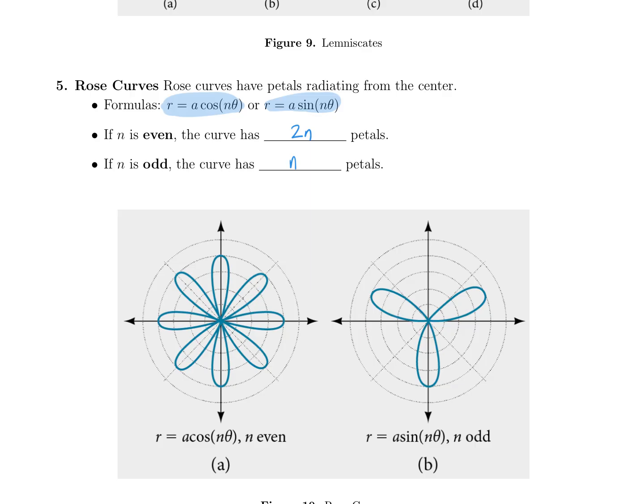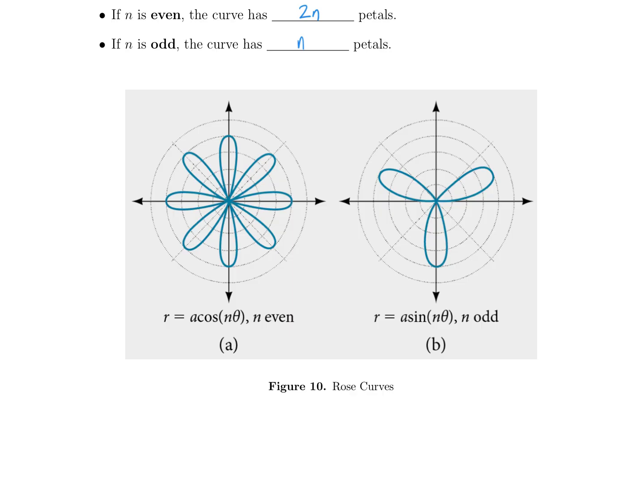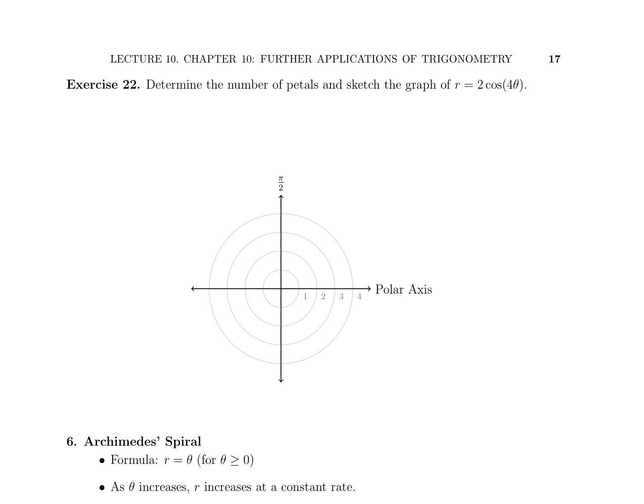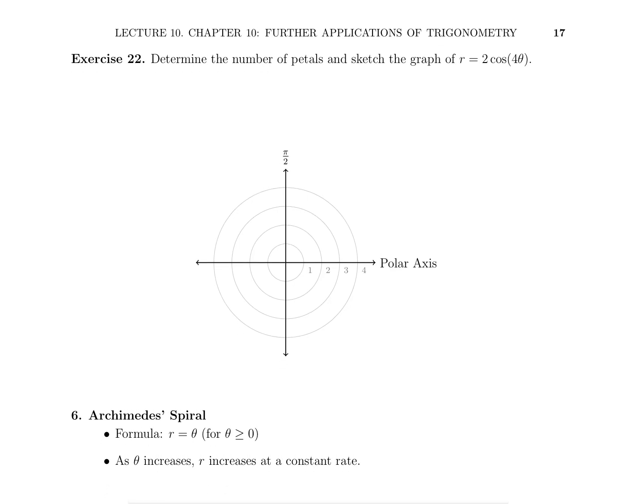Okay, let's continue. Let's go to the next page so we can actually try a graph. This one is a little bit harder, requires a little bit more work, but we still do the same thing. It turns out this graph, since n is even, n is 4, that means there's going to be 8 petals that we have to graph. Okay, so let's start with symmetry.